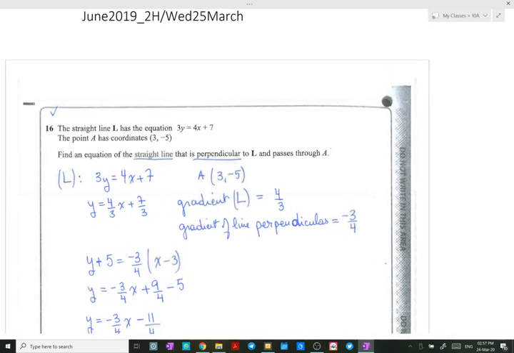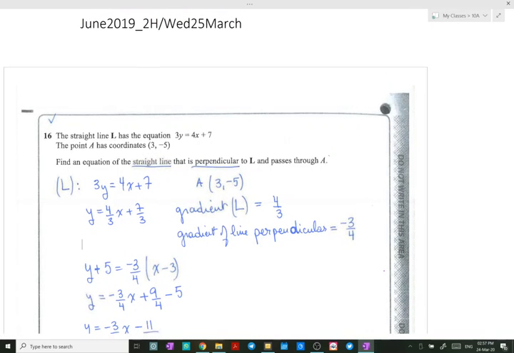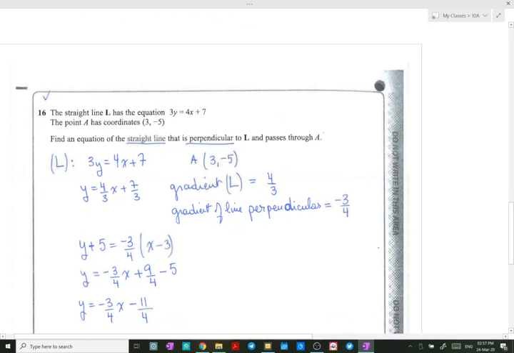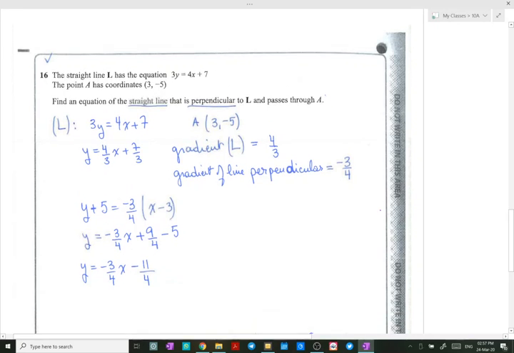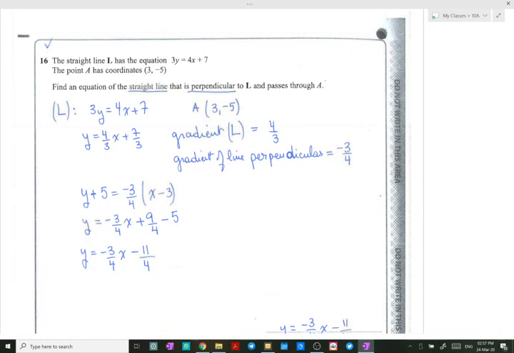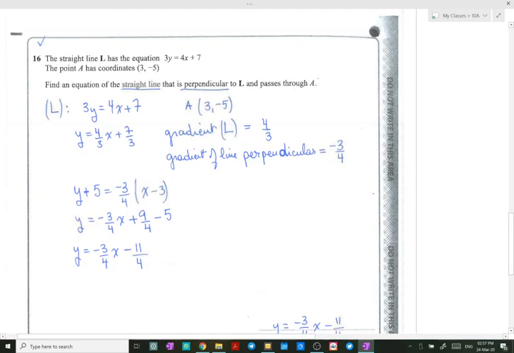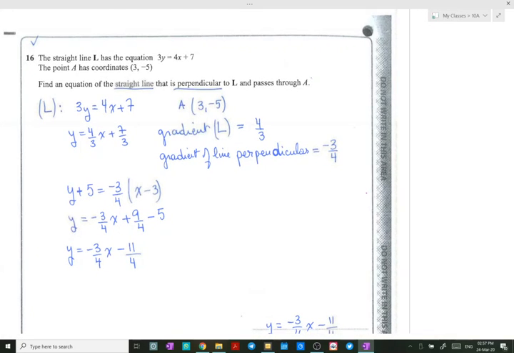In number 16, taken from the GCSE 9-1 past paper, June 2019-2H, the straight line L has the equation 3y equals 4x plus 7. The point A has coordinates (3, -5). Find an equation of the straight line that is perpendicular to L and passing through A.